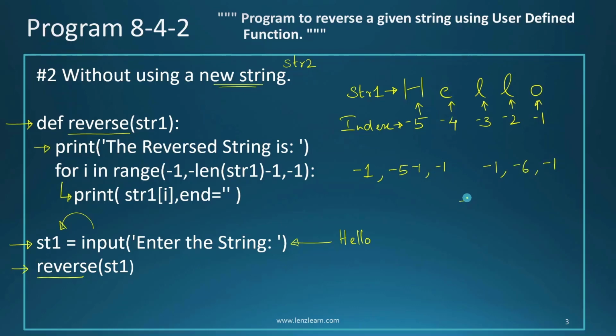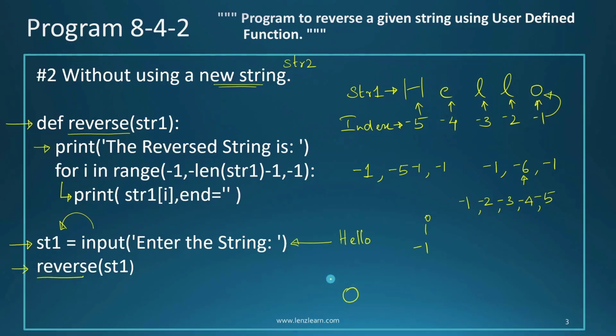So the range will start at -1. It will stop at -5 because the stop value is -6, so it will stop at -5, and the step value is -1. So these are the 5 values available inside this range. Of course I have explained the same thing in the previous program. So now -1 will be loaded into I. So I has -1, and then I'm just printing str1 at position -1. You can see at position -1 I have O. So in the output I will just print O.